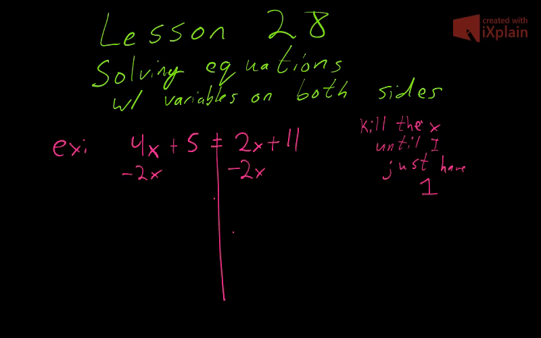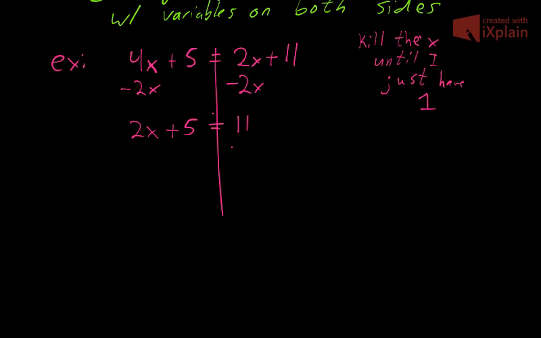When I subtract 2x from both sides, 2x minus 2x is going to be 0. So what I'm left with over here is 11. And on this side, I'd end up with 2x plus 5. And just like that, we're back to a two-step equation, which is one of those ones that we can solve really easily. So I'm going to do my reverse PEMDAS, make sure I subtract first.